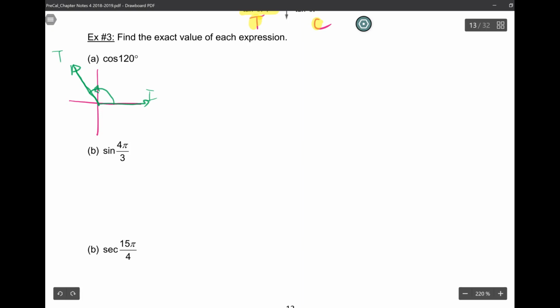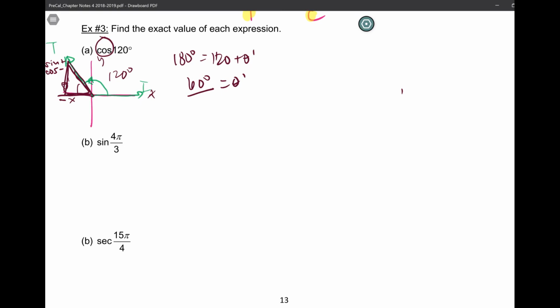And now I want to find the reference angle. So remember, it's between the terminal side and the x-axis. So this is going to be my reference angle. In order to find my reference angle, 180 will equal 120 plus whatever this reference angle was. Subtract 120 on both sides. 60 is going to be our reference angle. Okay, so we have a reference angle of 60.